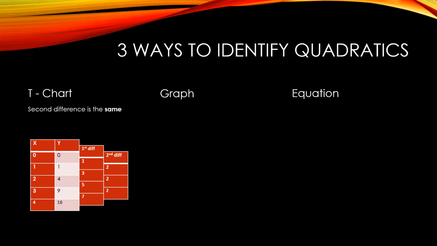Now, by graph, super easy. It's a curved line or a U-shaped graph. Also known as the parabola, so it's U-shaped. That's pretty much a visual representation of a quadratic function.